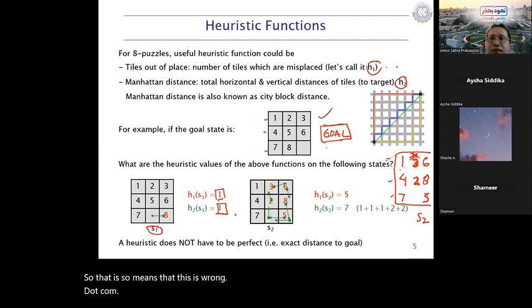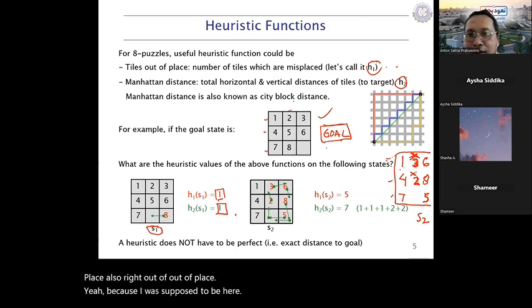And how about tile number 2 in the current state S2? Is it wrong or right according to the goal? Wrong also, out of place, because it is supposed to be in the middle of the first row. So that is 2 tiles misplaced already.